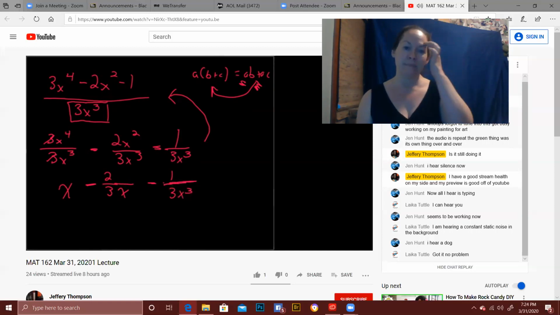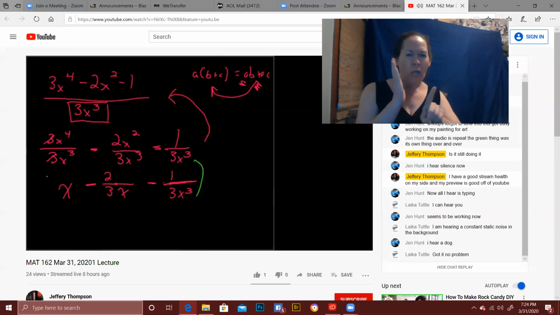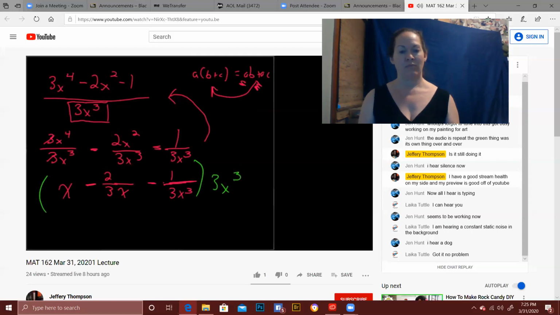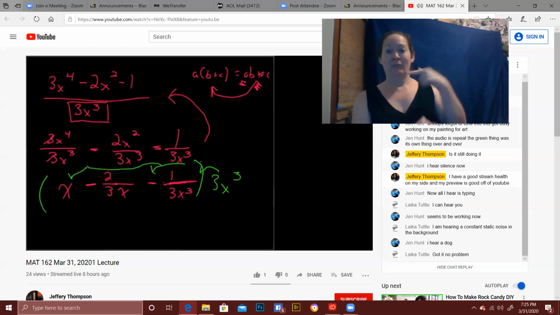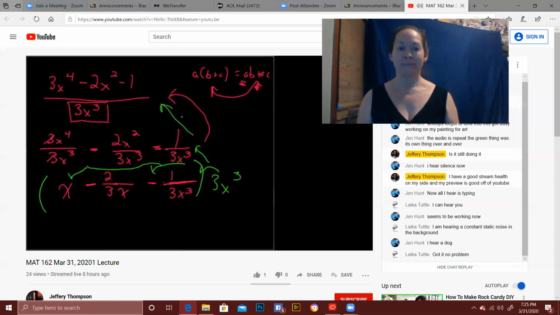If I wanted to check myself, I could multiply this whole thing by 3x cubed. And if I were to distribute that to each term here, I would work my way back up. And so it is a reversible process. Division is the reverse of multiplication. And our ability to divide by a monomial is able to work us backwards and forwards, which will be nice when we get things like this.